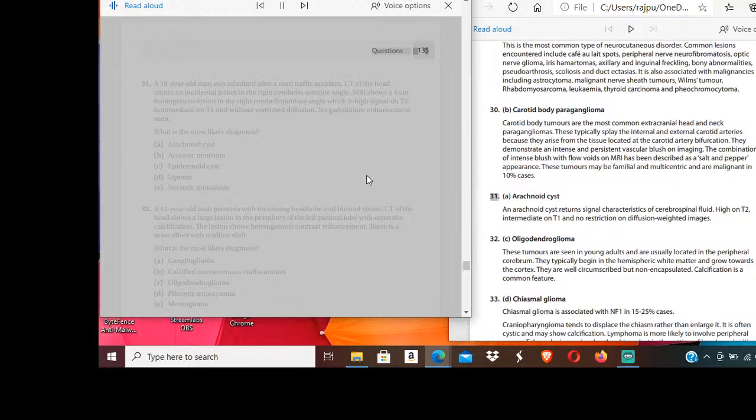Questions 135. 31. An 18-year-old man was admitted after a road traffic accident. CT of the head shows an incidental lesion in the right cerebellopontine angle. MRI shows a 4 cm homogeneous lesion in the right cerebellopontine angle which is high signal on T2, intermediate on T1 and without restricted diffusion. No gadolinium enhancement seen. What is the most likely diagnosis? A. Arachnoid cyst. B. Acoustic neuroma. C. Epidermoid cyst. D. Lipoma. E. Necrotic metastasis.